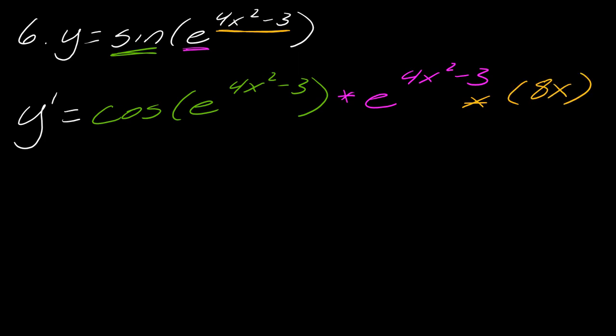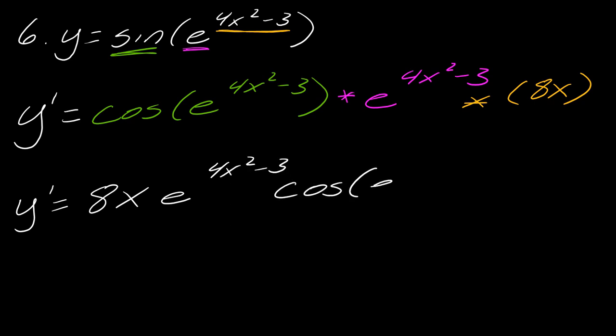So there's all your pieces. Now we just want to make it look nice. This is going to be 8x e to the 4x squared minus 3 times cosine of e to the 4x squared minus 3.